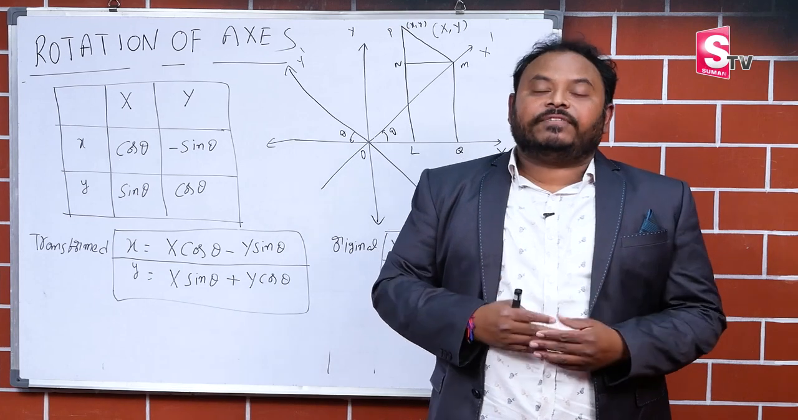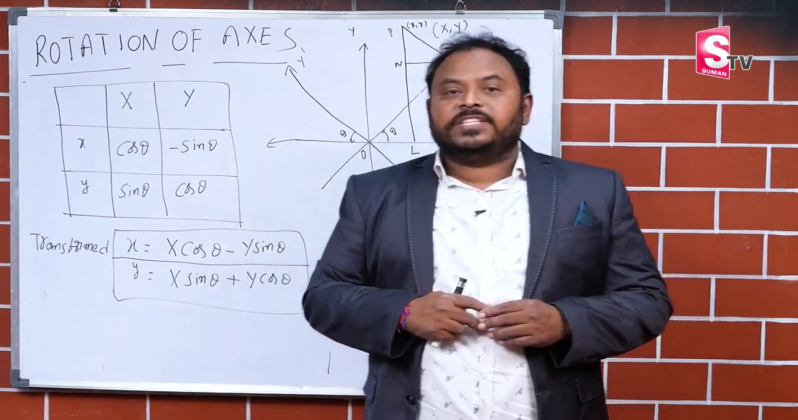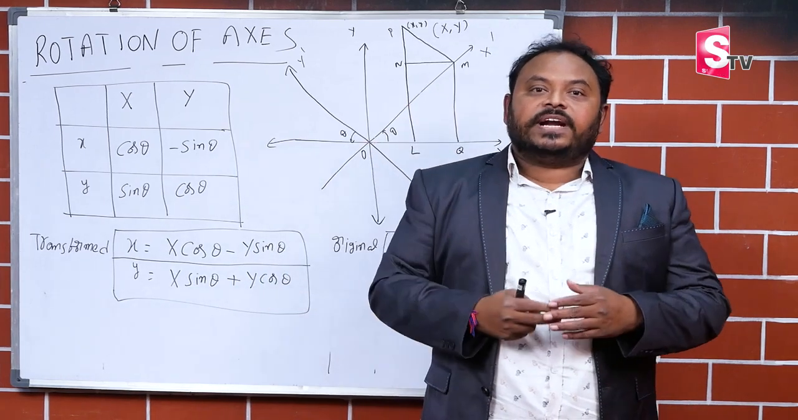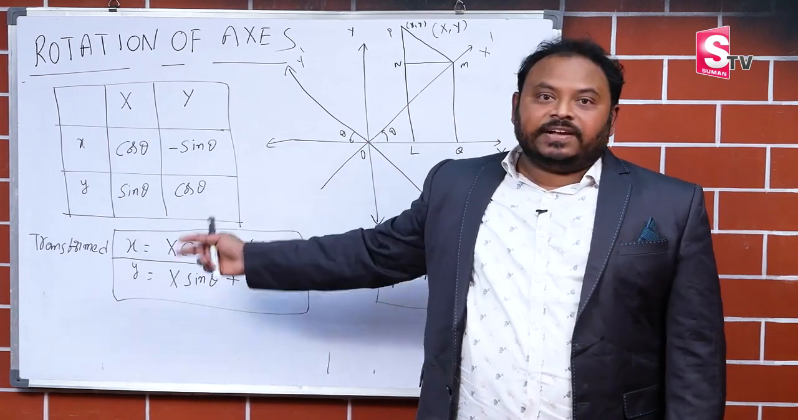Theta is equal to pi by 4. Therefore, pi by 4 means pi is 180, so 180 by 4 is equal to 45 degrees. From that, we can substitute the values and you can get the equation.